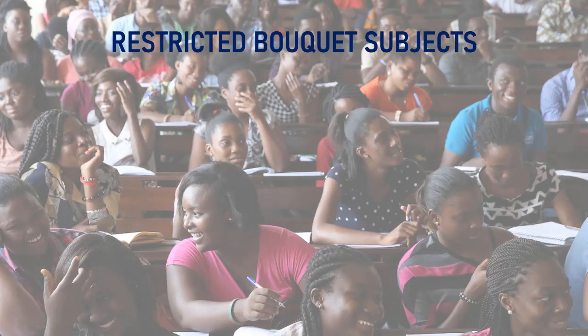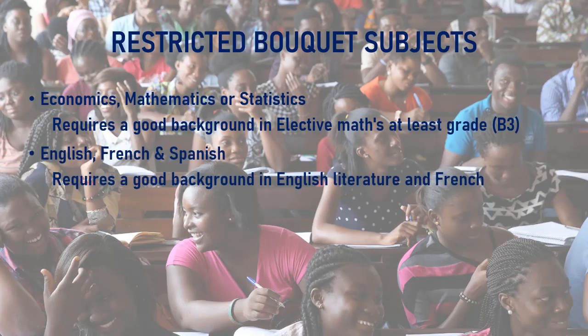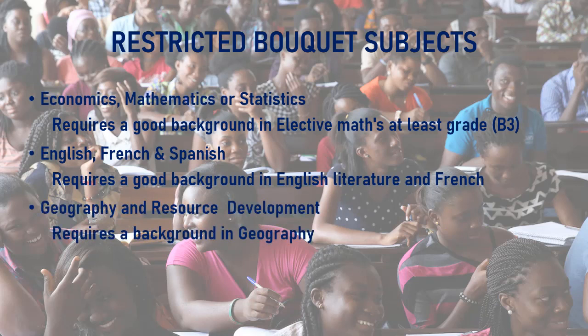Restricted bouquet subjects under the Bachelor of Arts program. So you should always be mindful of selecting bouquets which have subjects like geography, English, French, economics, because a subject like geography requires that you have a background in geography at the SHS level. A subject like economics requires you have a background in elective mathematics. A subject in English requires you have a background in English literature. A subject in French requires that you have a background in French, all at the SHS level.